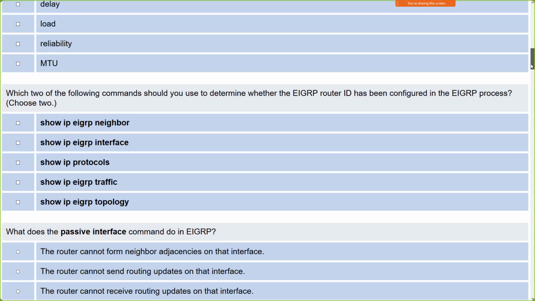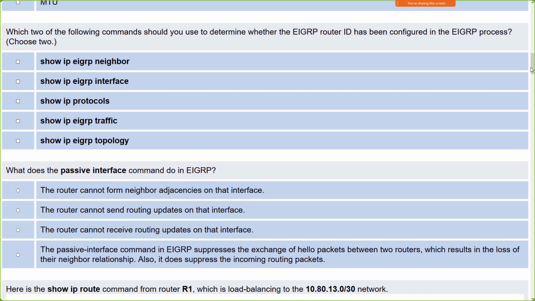Which 2 of the following commands should you use to determine whether the EIGRP router ID has been configured in the EIGRP process? Now, again, not discussed in the chapter, but the router ID can be configured in one of 3 ways. And these will be listed in the order of preference, or the order of priority, I should say. So the first option is to just simply manually configure the router ID. And you do that under the routing process.